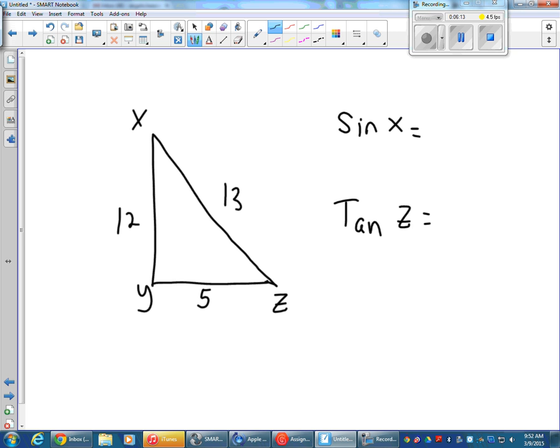Well, the sine is the opposite leg over the hypotenuse. So if I'm at angle X, the opposite leg would be 5. The hypotenuse, which is your longest side, is 13. So the sine of X is 5 over 13, and that doesn't reduce. Nothing goes into 5 and 13. The tangent is the opposite leg over the adjacent leg. So if I'm at Z, the tangent of Z, the opposite leg from Z is going to be 12, and the adjacent is going to be 5. So it'd be 12 over 5. And that would be how I would answer those types of questions.